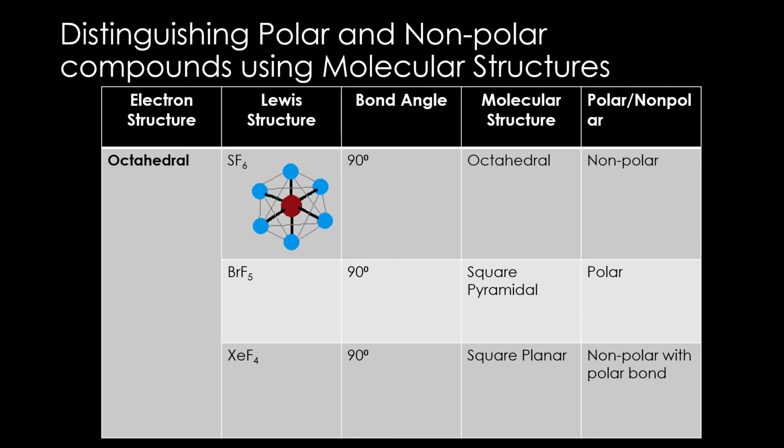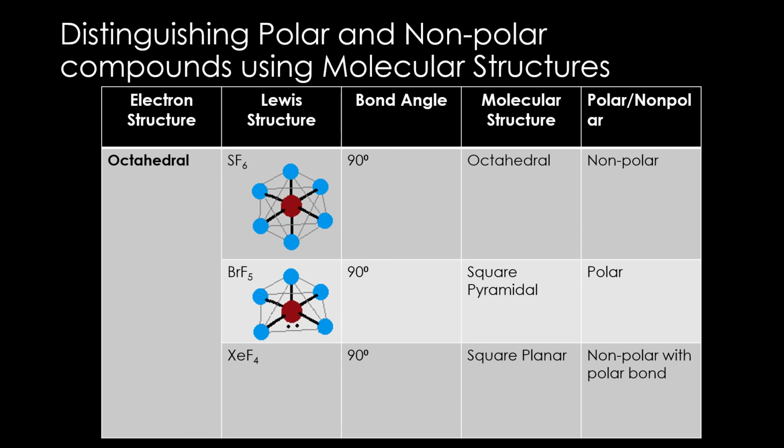If only 5 of the electrons are bonded and 1 lone pair is left on the central atom, as seen in bromine pentafluoride, the compound will have a square pyramidal shape, rendering an asymmetrical distribution of charges, which makes it polar.